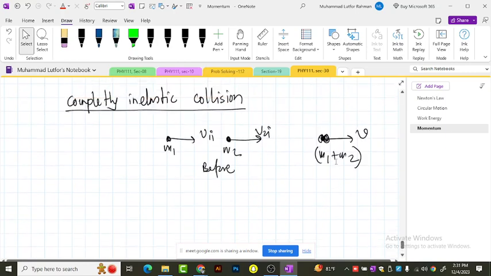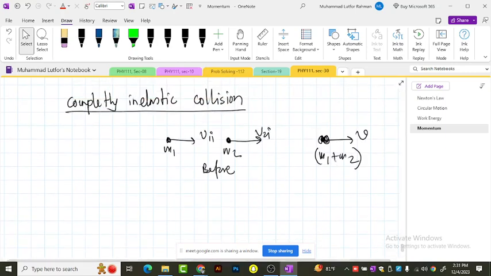Completely inelastic collision is the collision where, after the collision, the two bodies stick together, so they move at a common velocity. That's called a completely inelastic collision. If you drop a ball into the mud and the ball stays inside the mud, they stick together. That is an example of a completely inelastic collision.